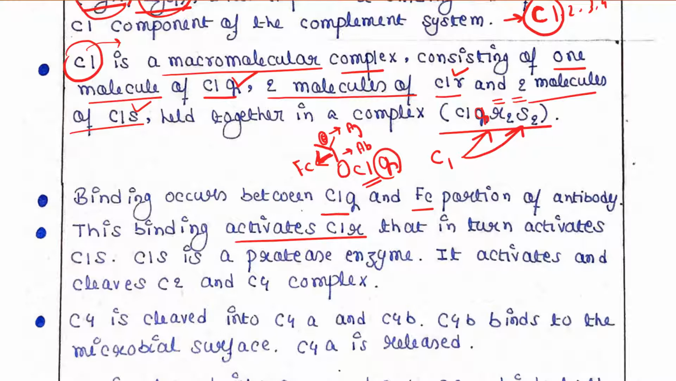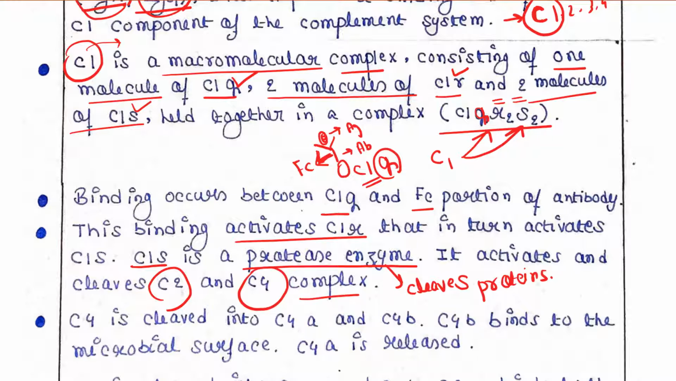When C1r is activated, it will activate C1s. And this C1s is a protease enzyme. What is a protease enzyme? That means it cleaves proteins. So C1s can cleave other proteins. It activates and cleaves C2 and C4. So C1s can cleave C2 and C4 proteins because it is a protease enzyme.